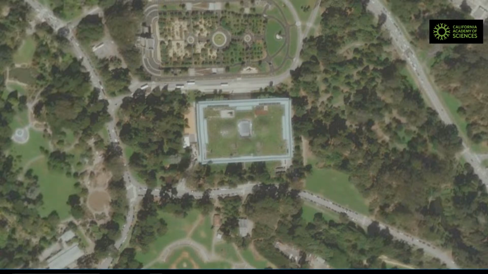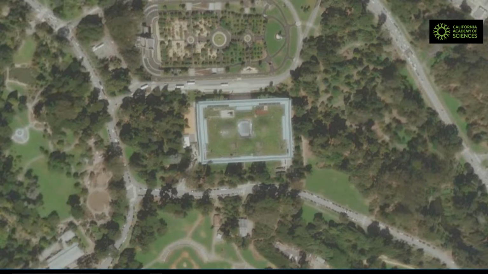So, let's go into outer space. And we can do that by transporting everybody here in the planetarium, virtually, to a point high overhead. So, let's change the lights, turn on our dome image, and here we are, about 100 meters above the Academy of Sciences. So this is where we are in Golden Gate Park.